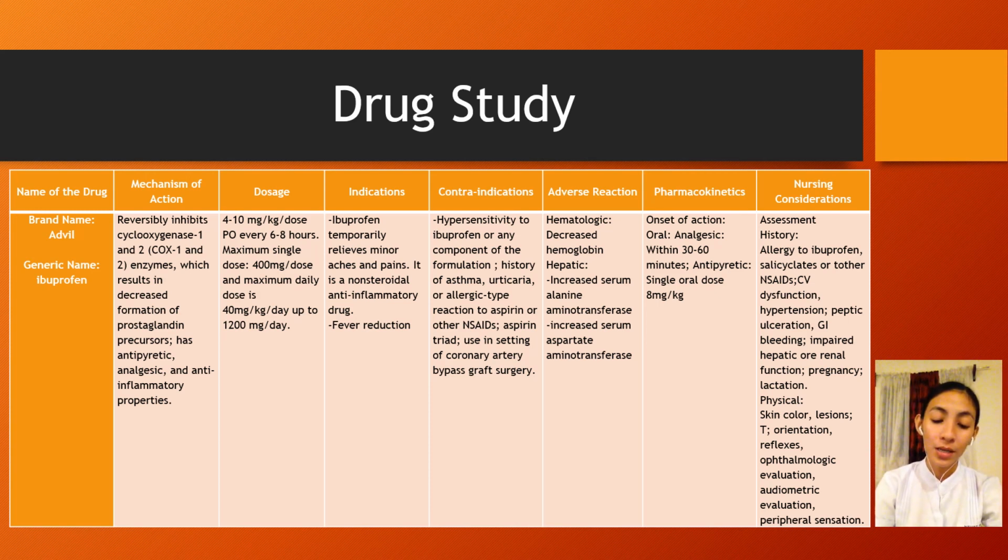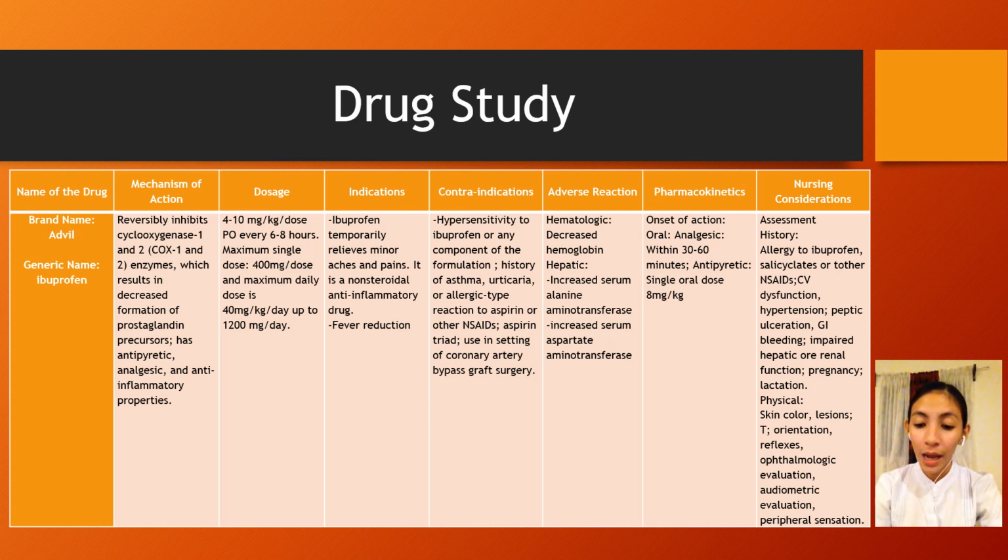The dosage is 4 to 10 mg per kilogram per dose PRN every 6 to 8 hours. Maximum single dose is 400 mg per dose and maximum daily dose is 40 mg per kilogram per day up to 1,200 mg per day. Indications: ibuprofen temporarily relieves minor aches and pains. It is a non-steroidal anti-inflammatory drug and for fever reduction.